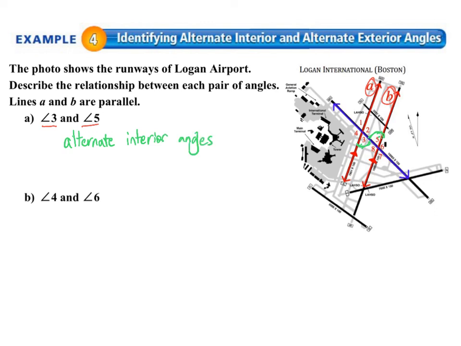And then the next question is saying, take a look at angle 4, take a look at angle 6, and what are those called? Those are on the outside of the parallel lines. They're the same size. They're called alternate exterior angles. And just that vocabulary that we're using is enough to justify that they're the same size as each other.